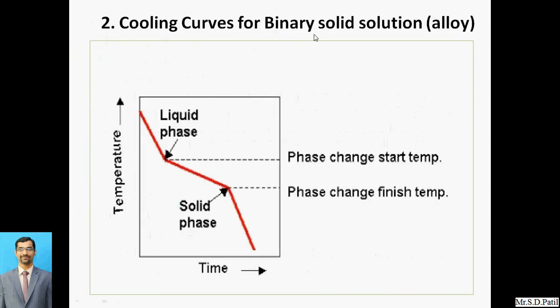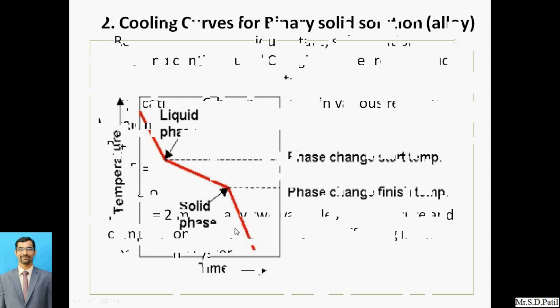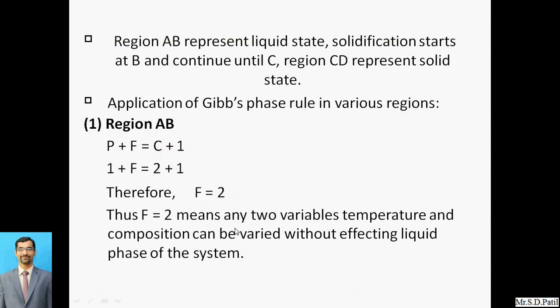Now we will see the cooling curve for a binary solid solution, that is, for the alloy. In the binary solid solution, this is the diagram: the liquid phase, then the solid phase will start, but the phase change starts at this particular temperature and finishes at this particular temperature. It is not a pure material, so the temperature will not be constant.